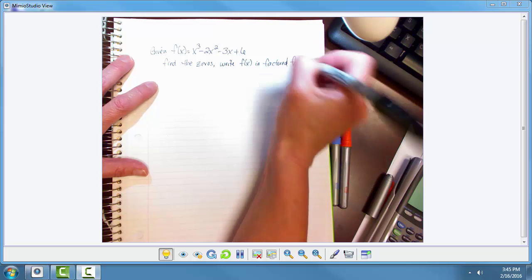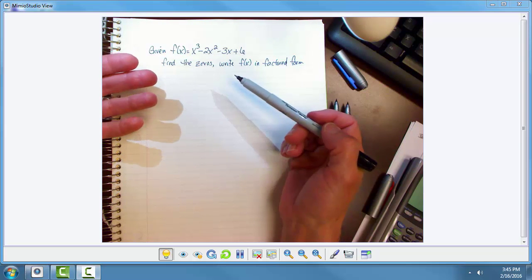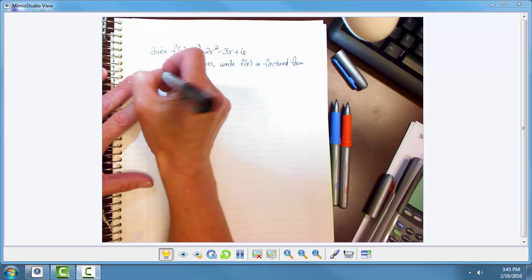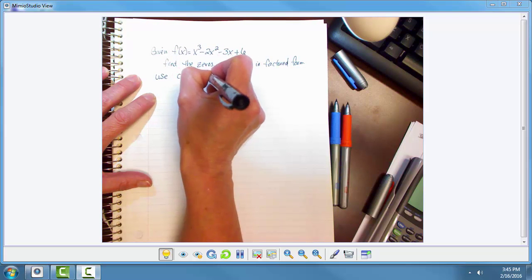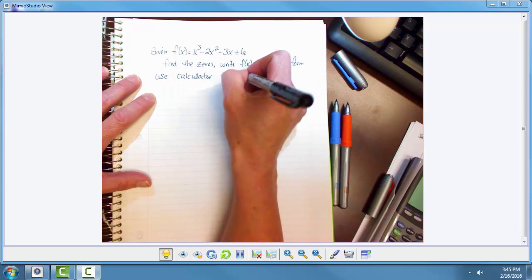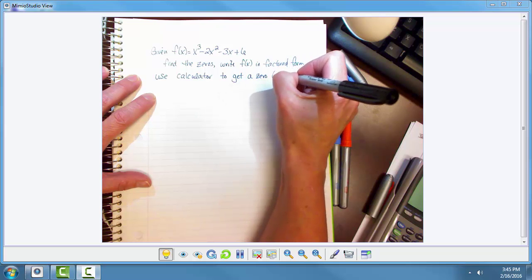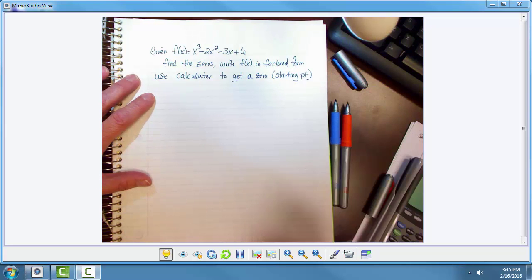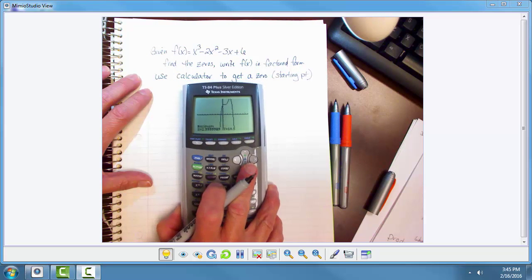Well, in this entire section, we were given the zeros and asked to go backwards, but here we're not given anything. Okay, so let's use the calculator to get a zero or a starting point. So how in the world are you going to use the calculator? Glad you asked. Well, take your handy dandy calculator.